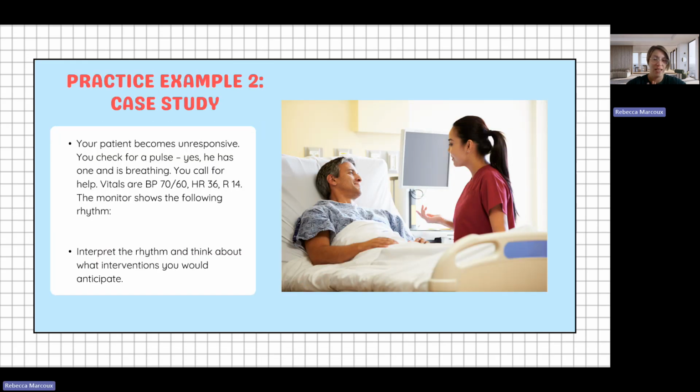So our next case study, we have a patient that becomes unresponsive. You check for a pulse. Yes, he has one. Yes, he's breathing. You call for help. Vitals are a blood pressure of 70 on 60, heart rate of 36, respiratory rate of 14. The monitor shows the following rhythm.